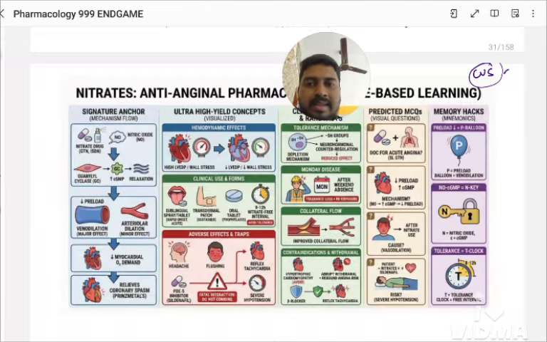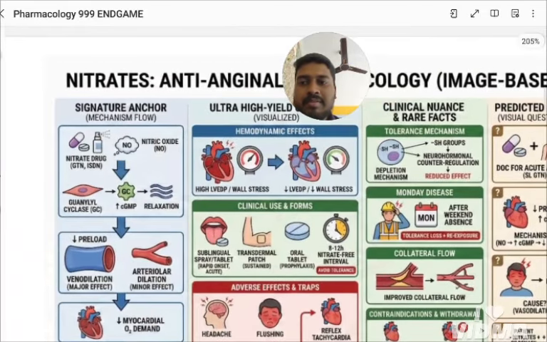These nitrates act through the mechanism of nitric oxide generation. There are mainly two types of nitrate drugs. One is glycerol trinitrate, which we also call nitroglycerine, GTN or NTG. And we have isosorbide dinitrate. These two are the formulations which are available. The mechanism of action is simple: it increases cGMP. Remember, in most cases it is cAMP, but in the case of nitrates it is cGMP.